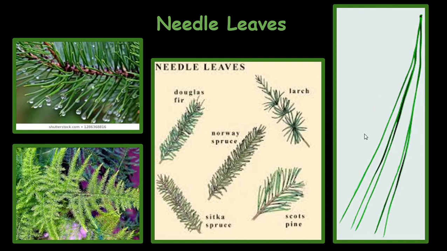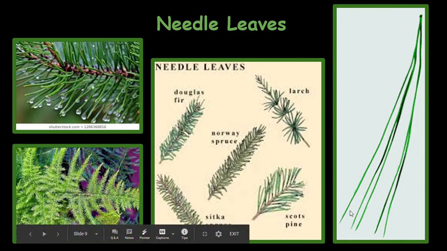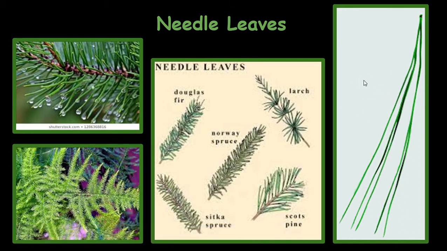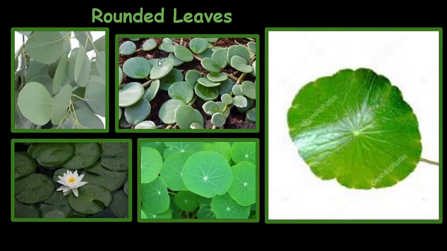Now have a look at these leaves. These are called the needle leaves. They look like needles with a sharp pointy edge on one side. See? They look like a needle. That's why they are known as the needle leaves. Even the needle leaves are of different types, of different varieties. These are the rounded leaves. They are round in shape, and so is the name, rounded leaves.